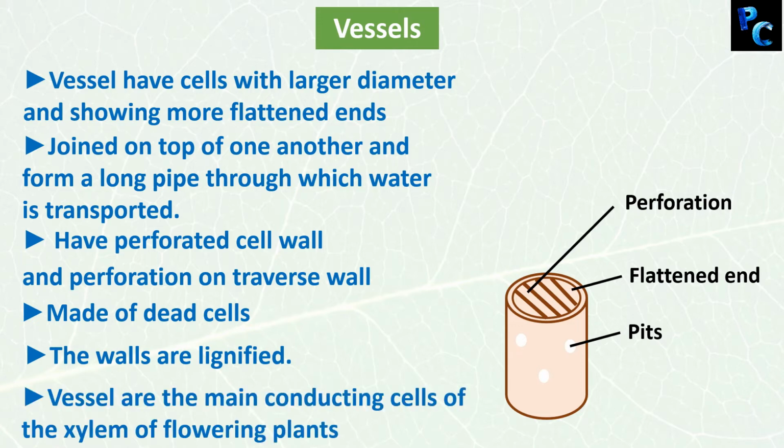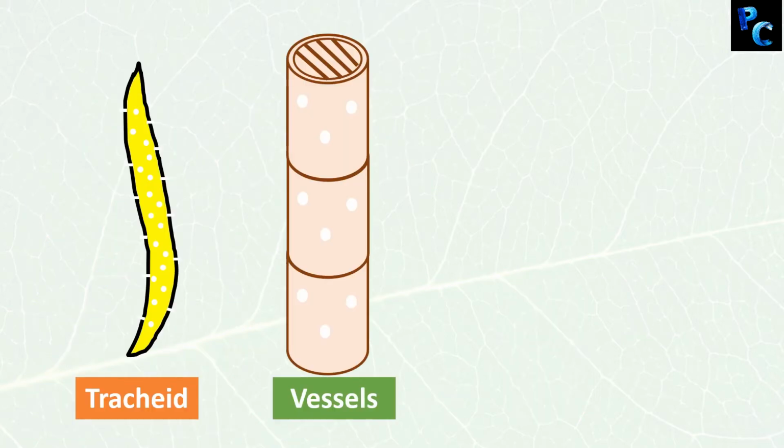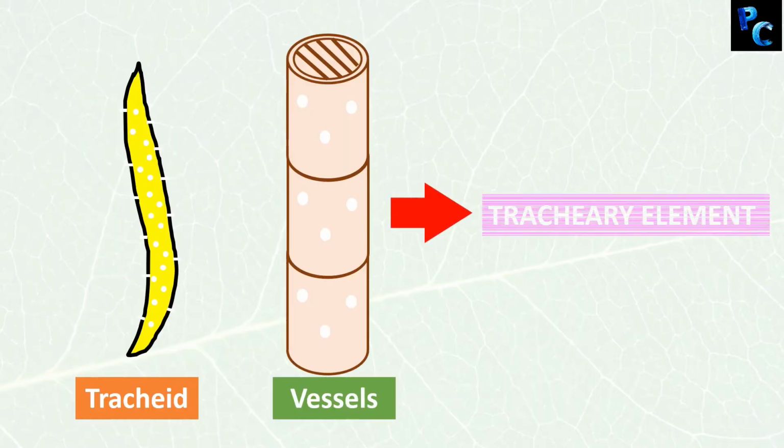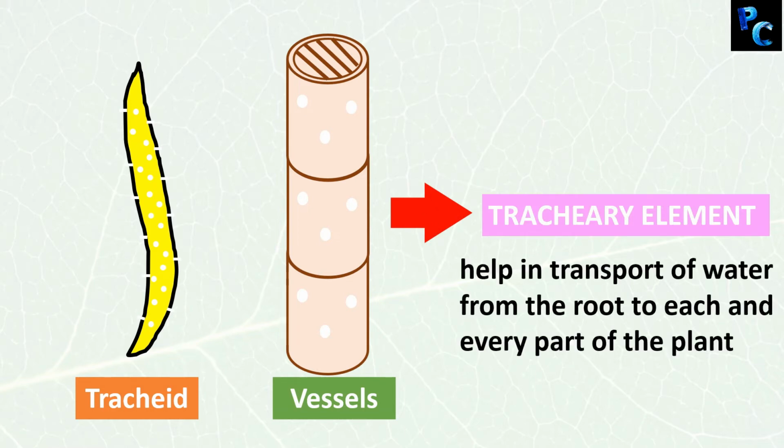Vessels are the main conducting cells in the flowering plants. In flowering plants, vessels and tracheae both are present, but in non-flowering plants, only tracheae are present. Tracheae and vessels together are called tracheary elements. So these tracheary elements help in the transport of water from the root to each part of the plant.